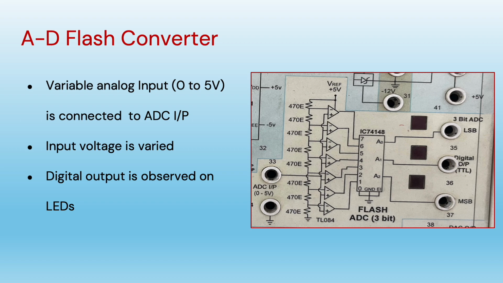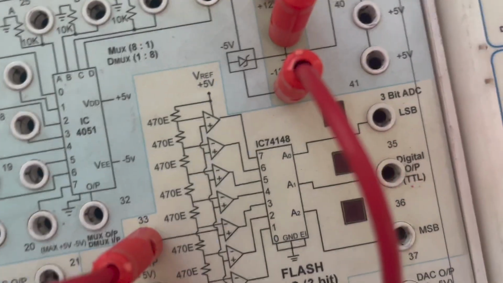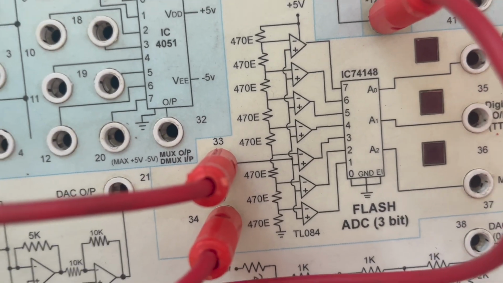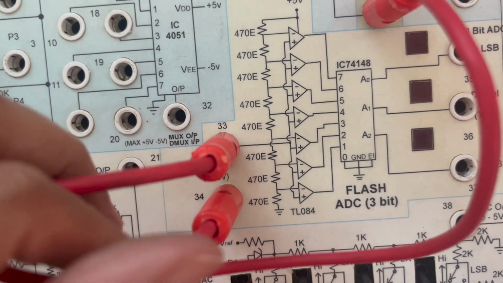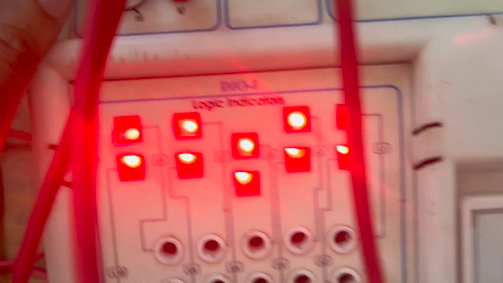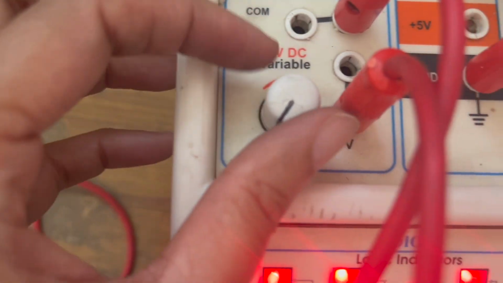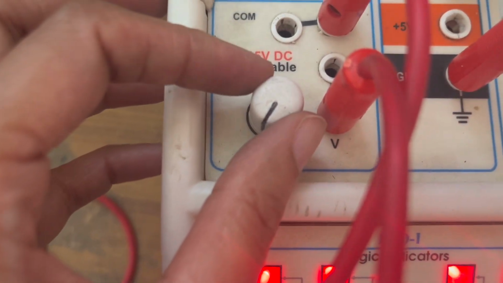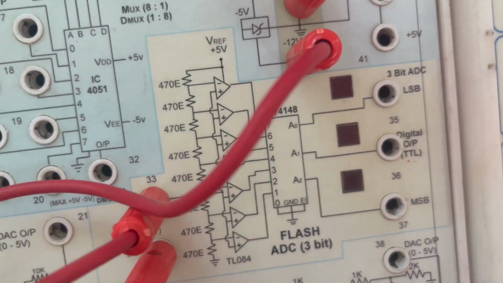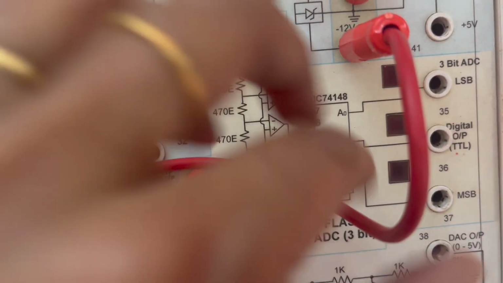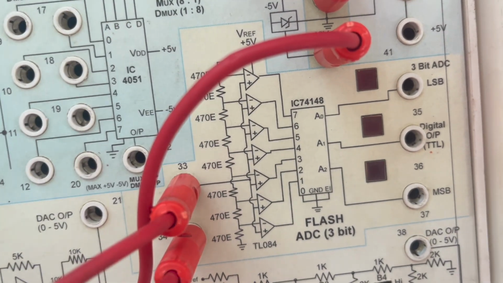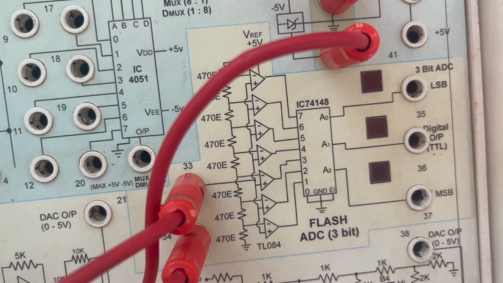So let's do this experiment on A to D flash converter circuit. You can observe here these two are the inputs which are connected to the variable analog input, which can be varied from 0 to 15 volts. We just need to vary it from 0 to 5 volts. And the output is observed on the LEDs here, which will give output in the digital form. So we'll start varying the input.